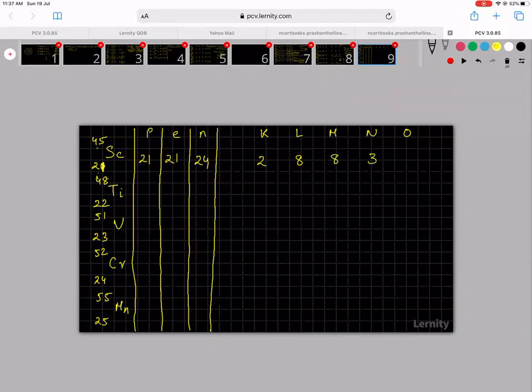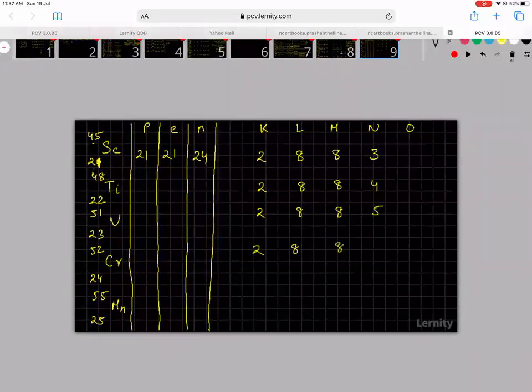Now titanium: here 2 will come, 8 will come, 8 will come, then 4 will come. Then vanadium: here 2 will come, 8 will come, 8 will come, 5 will come. Then chromium: 2 will come, 8 will come, 8, 6. Then you have manganese. Manganese, you will have 2 here, 8 here, 8 here, and 7 here. Okay, so let us fill these up.